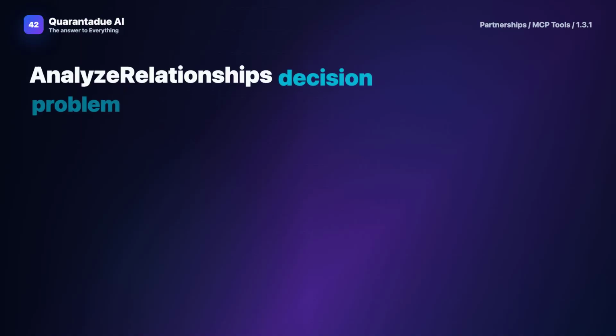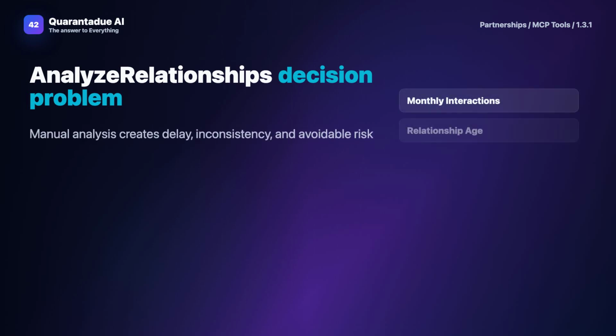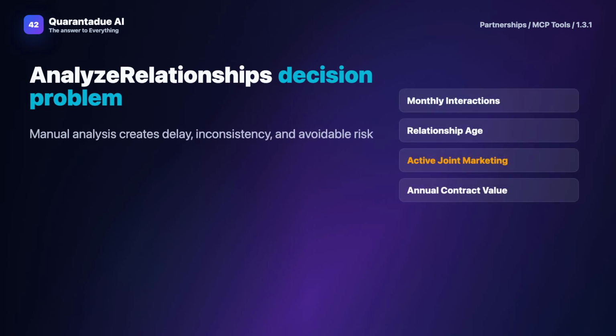Traditional methods like spreadsheets and basic CRM tools fall short because they treat partnerships as isolated entities rather than interconnected nodes in a graph. This fragmentation means you might miss critical dependencies, for example, how the health of one partner affects another. The real-world challenges are significant: predicting renewals, allocating resources effectively, and identifying which partnerships drive the most value. Without a holistic view, you're operating in the dark.